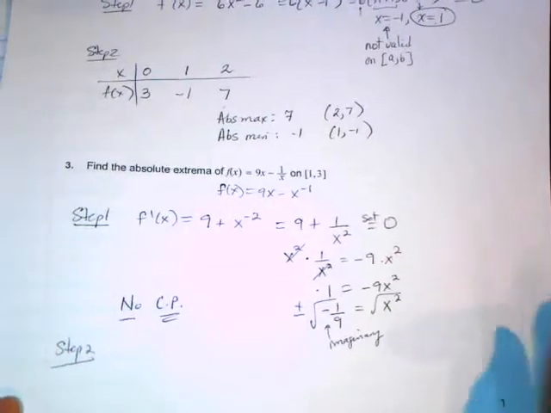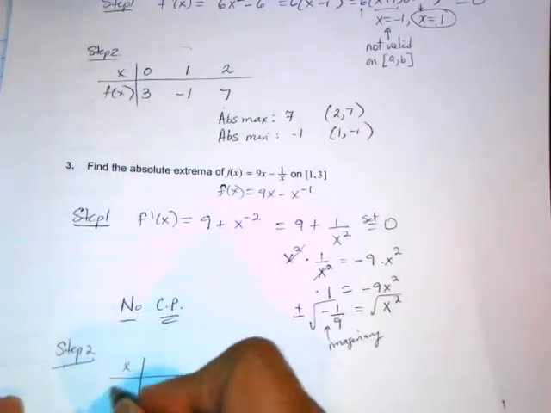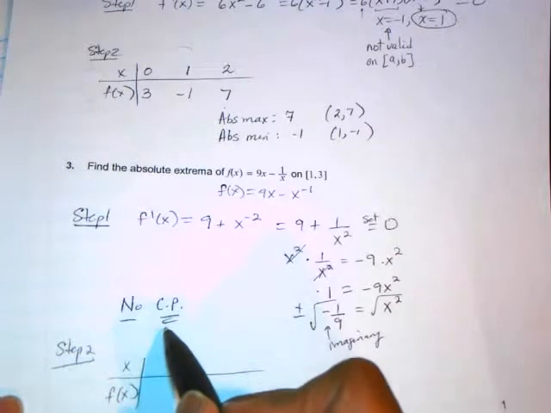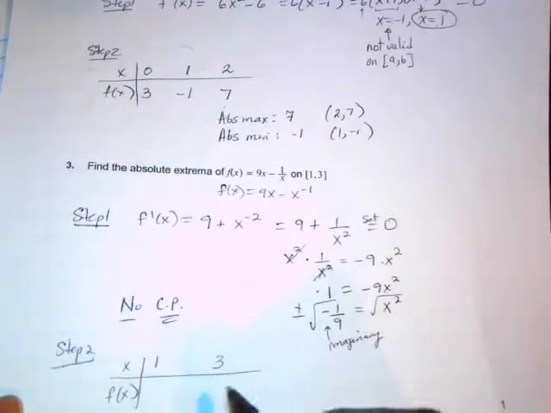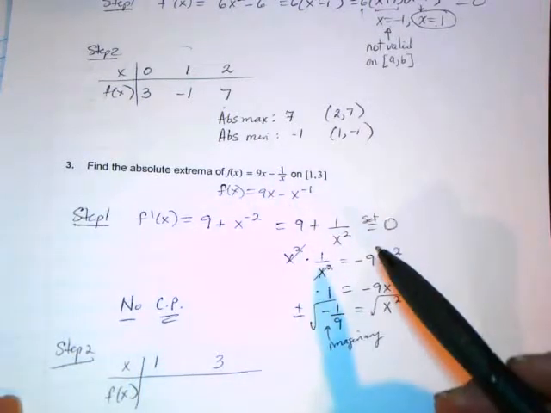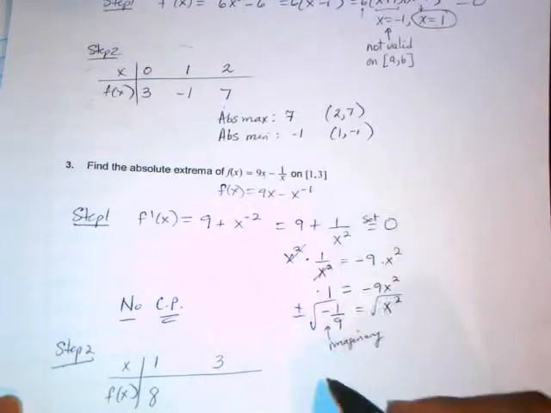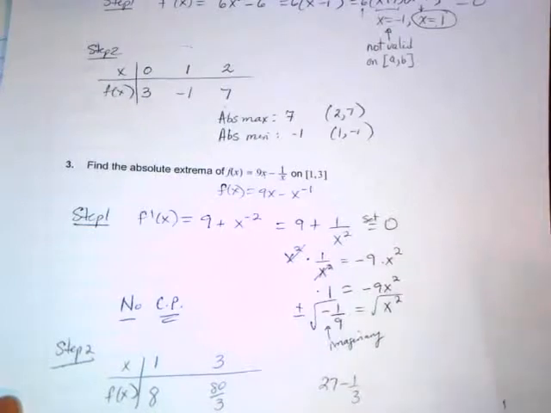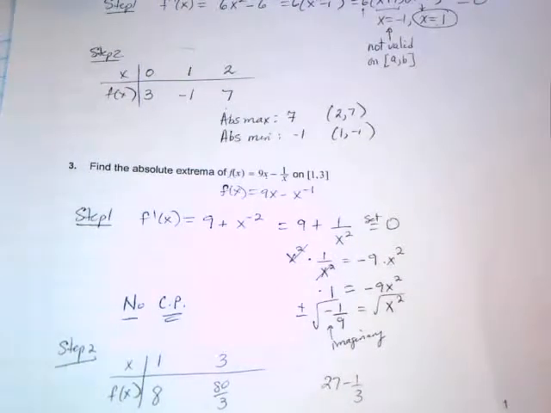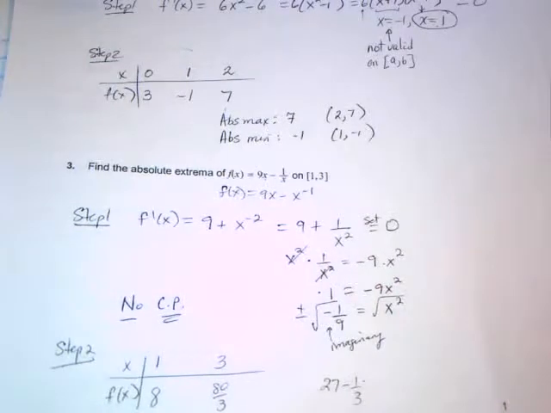Step 2 was build a table and plug in the endpoints and the critical points. We don't have any critical points. That's okay. We'll just plug in the endpoints, 1 and 3. Plug in 1 for x, and you should get 8. Plug in 3. 9 times 3 is 27 minus 1/3. If you do the math there, you should get 80 over 3. Okay, so 27 times 3 is 81, minus 1 is 80, a little fraction calculation there.